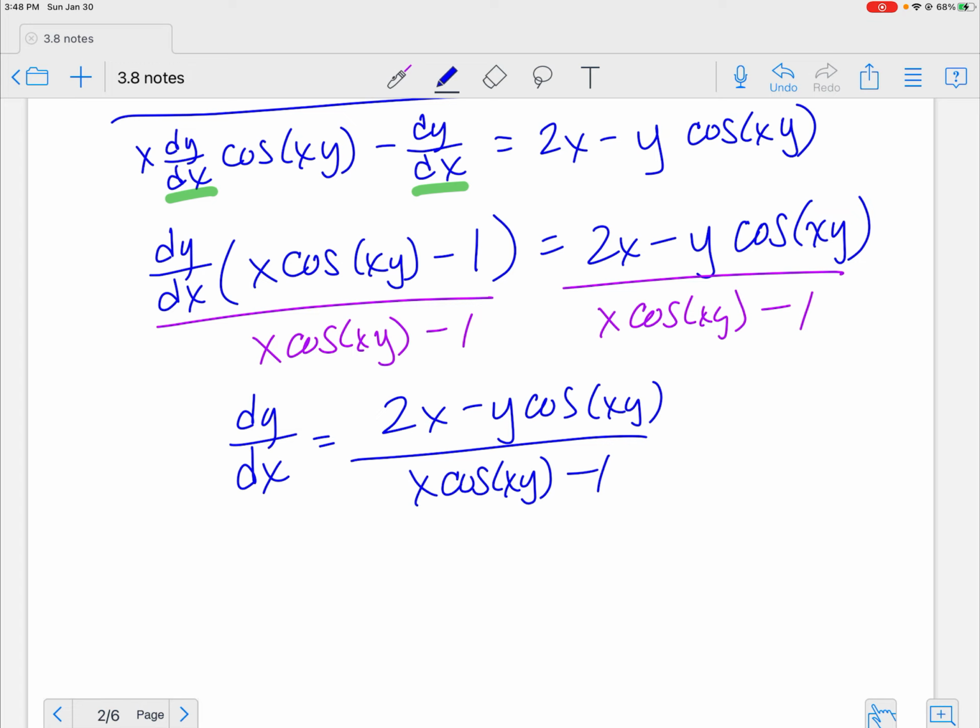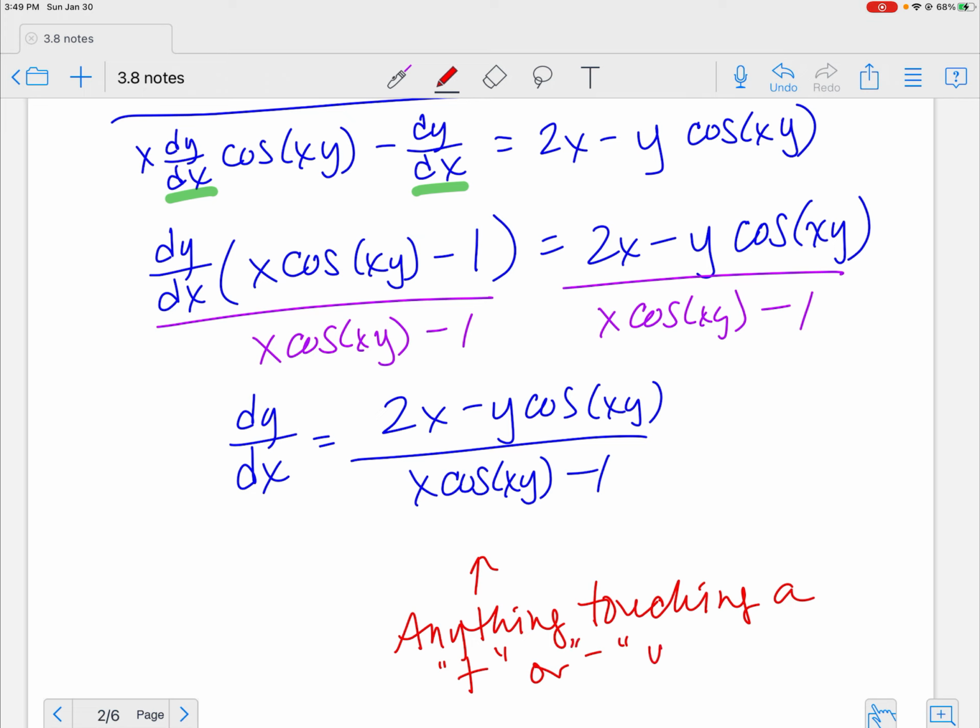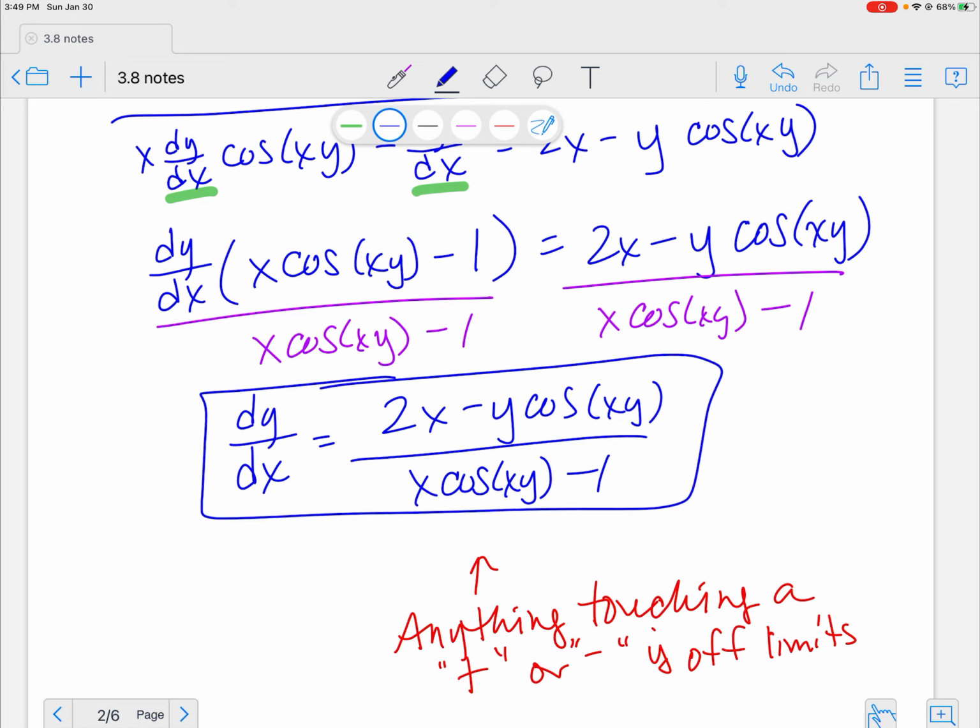Now, is there anything I can do to simplify this? No, there's not. And here's the reason why. Anything touching a plus or a minus. There's no way to take out this cosine xy, because of this minus sign right here and this minus sign right here. These are bound together. The only way you can simplify is with multiplication. So anything touching a plus or minus is off limits. You cannot mess with it. If it's touching a plus or minus, it's off limits because that's part of that term, and you can't mess with that because it affects the integrity of the problem.